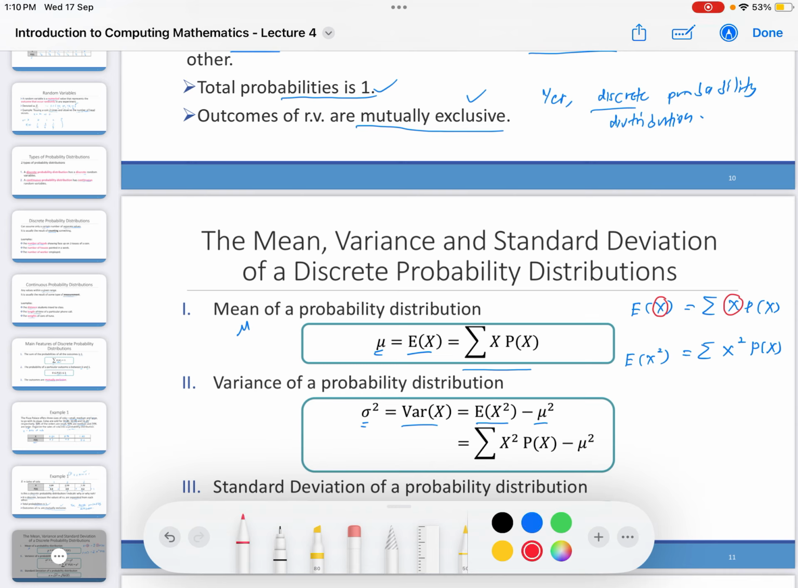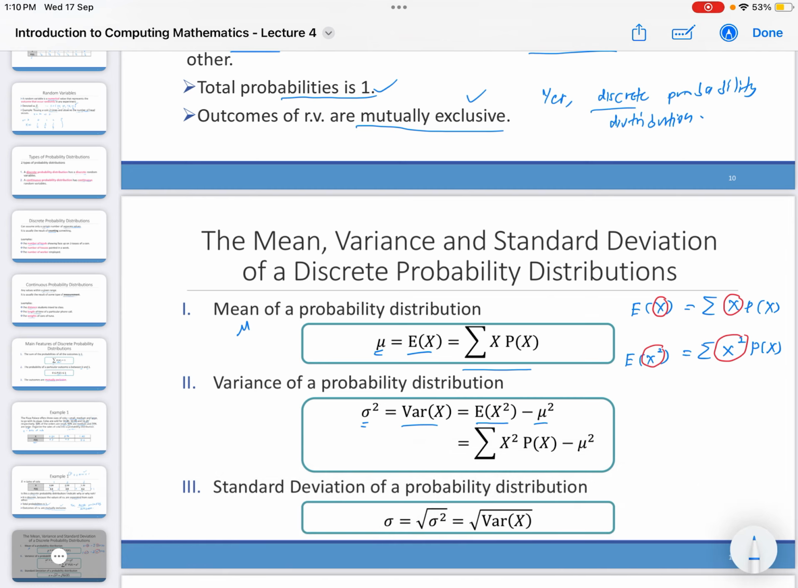So inside the bracket here is x squared, so over here also x squared. So this is the formula for E of x squared, and then minus the mean square. So basically, this is the formula for variance. This formula you don't have to memorize. You don't have to remember this because it will be given in the formula booklet.